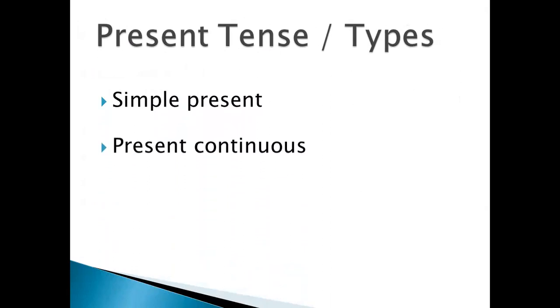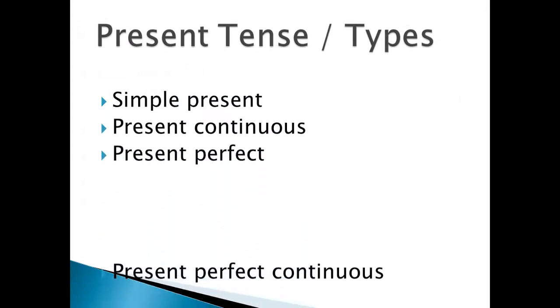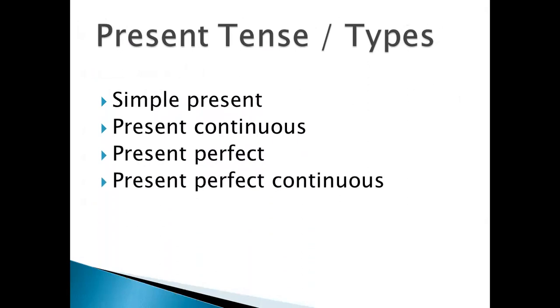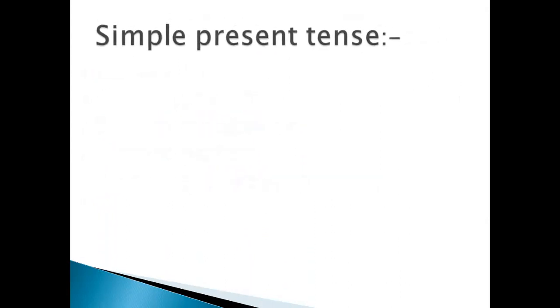The types of present tense are simple present, present continuous, present perfect, and present perfect continuous tense. The first one, simple present tense.